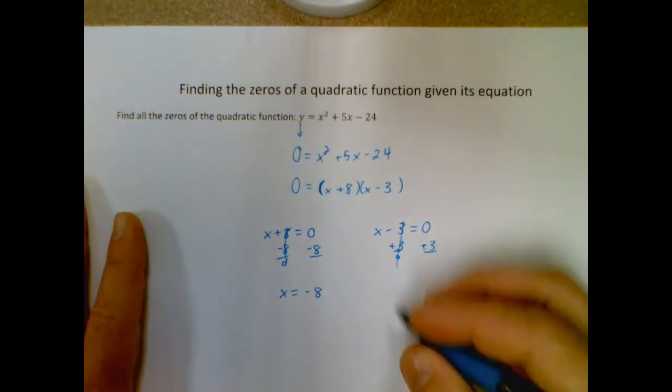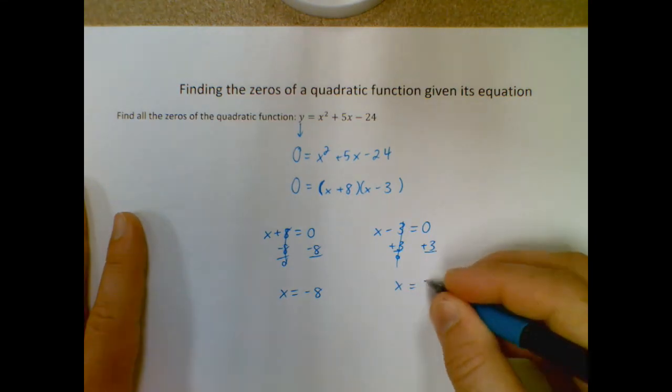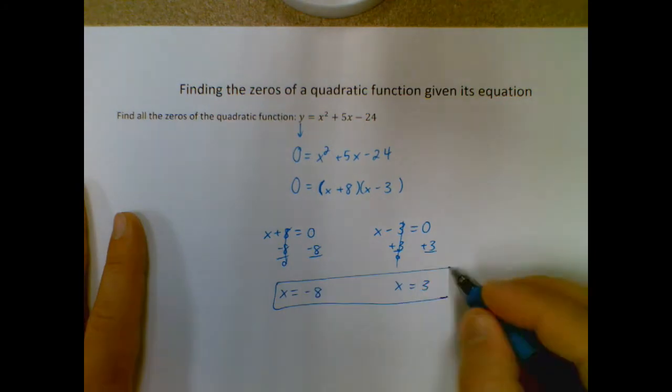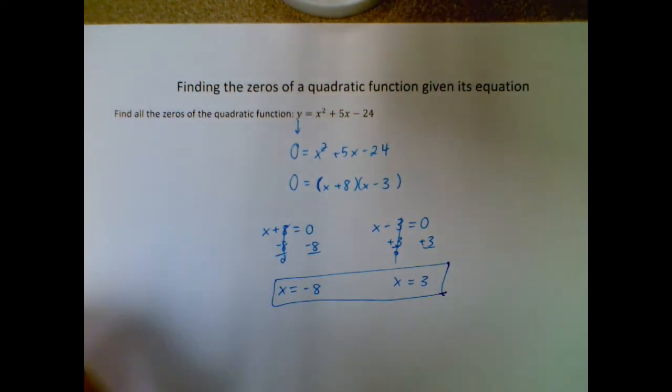Just put my zeros down. x equals negative 8 or x equals 3. Either one of those will work, therefore they are both my solutions, or my zeros, as the case may be.